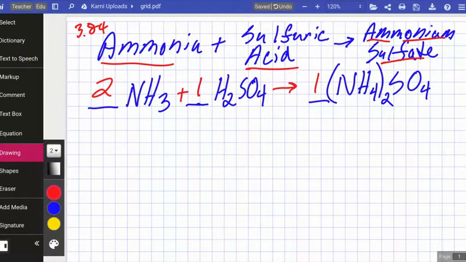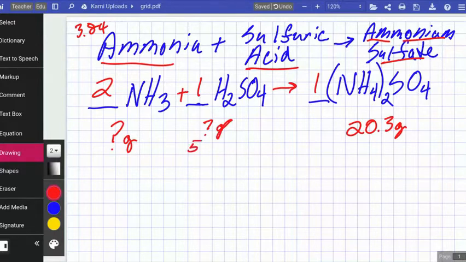Next part of this question says determine the starting mass in grams, it looks like, of each reactant if 20.3 grams of product is produced, and we have some leftover. So 5.89 is our leftover amount.